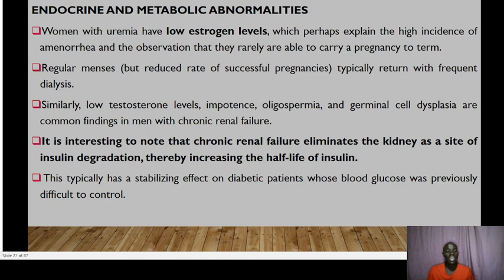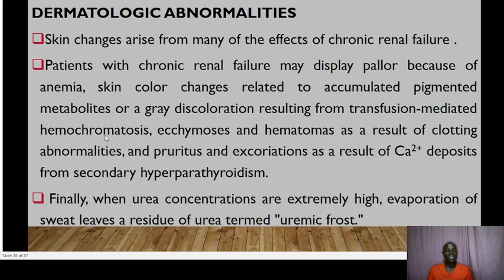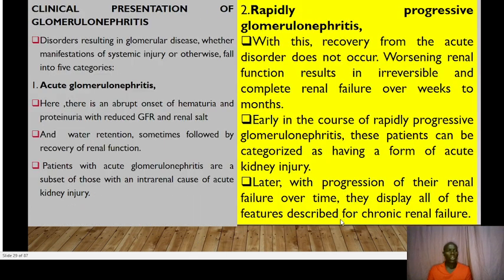So this typically has a stabilizing effect on diabetic patients whose blood glucose was previously difficult to control. You find it's being controlled because of the increased half-life of insulin as a result of eradicating the insulin degradation site. All right. We could also have dermatological abnormalities where patients normally have the uremic frost, or the patients could also be having glomerulonephritis.